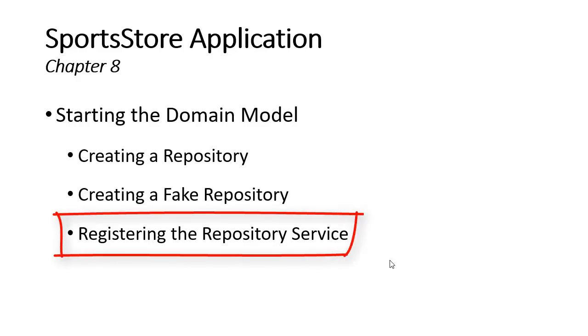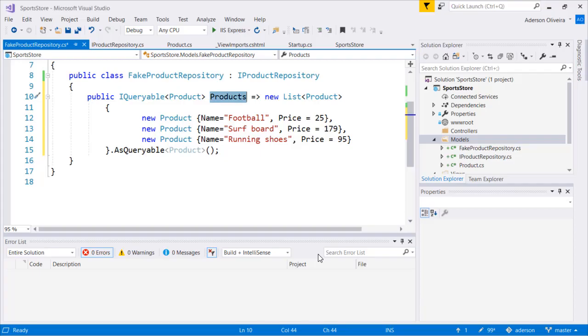To finalize this step, we're gonna be now registering the repository service. We're gonna say that whenever the application needs an IProductRepository, it will automatically create a FakeProductRepository. This is called dependency injection.